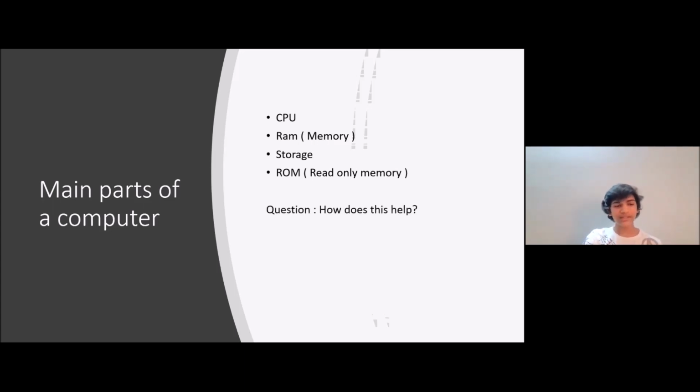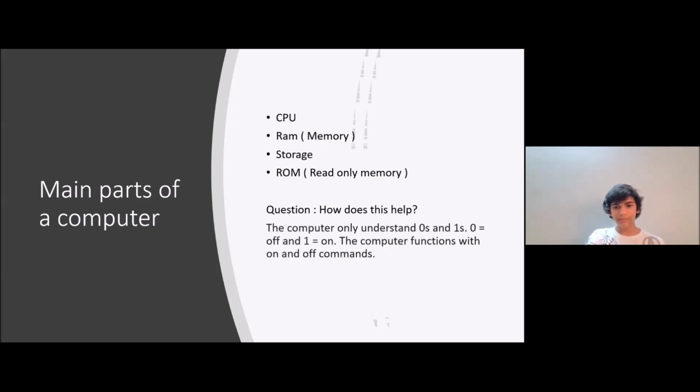So the question is, how do all these parts help? There are more parts, but these are the main parts which help in the execution of programs by a computer. The computer only understands zeros and ones. Zeros and ones are binary numbers. So the computer only understands binary code, which can also be called machine code.